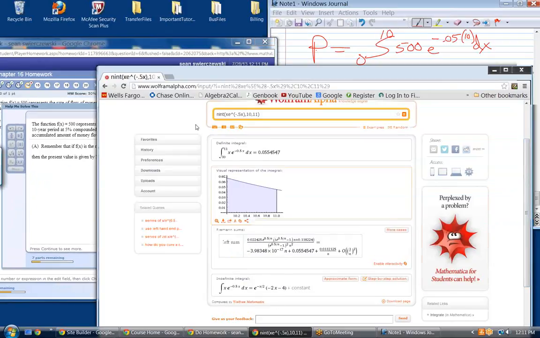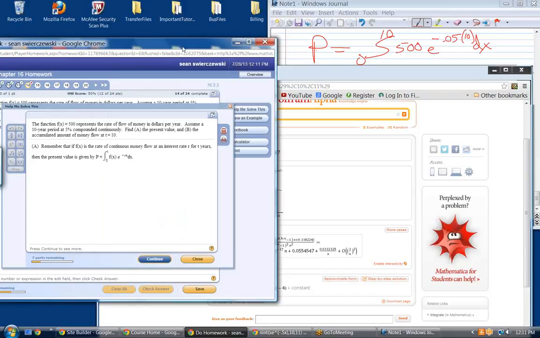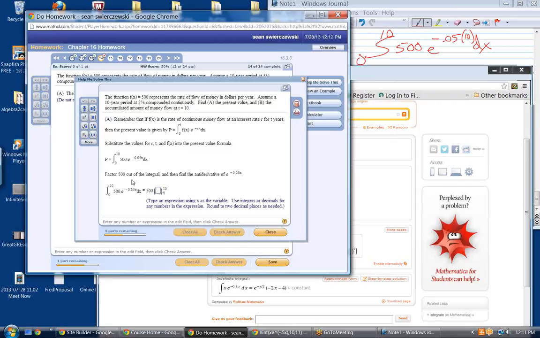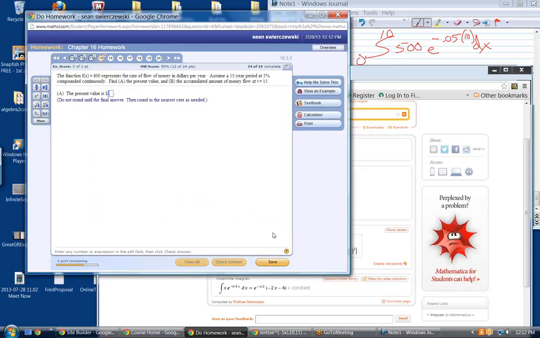So let's put that in Wolfram Alpha. We'll just keep hitting continue to see what it goes. Right, I forgot we weren't doing the problem anymore. Okay. So that answers how we're going to do the present value. Okay, so I know how to do that. Now close that.